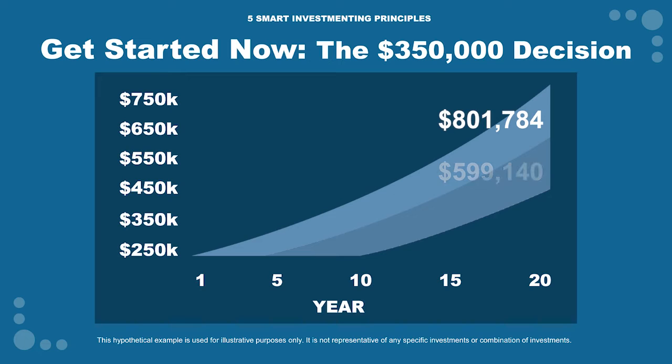If you waited 5 years before starting your investment program, the $250,000 would have 15 years to work and would have grown to just under $600,000. And if you waited 10 years and then started your program, you'd only end up with almost $447,000. To put it another way, waiting 10 years to start was a $350,000 decision.